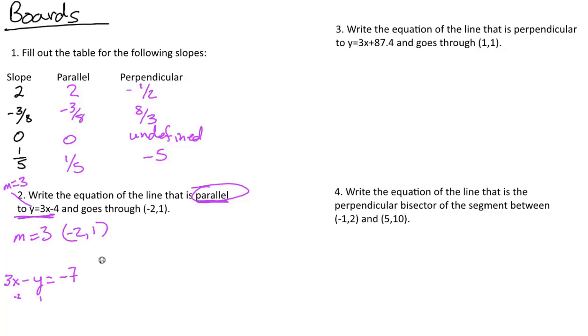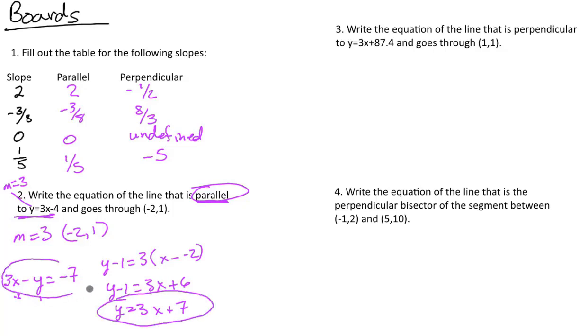You could do y equals mx plus b or point slope form, which is y minus 1 equals 3 times x minus a negative 2. So we get y minus 1 equals 3x plus 6, and then add 1 over, and y equals 3x plus 7. So you could have written it as y equals 3x plus b and then stuck in those points to find b as 7. But it will look like that or like that one.